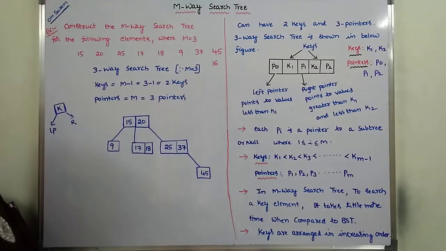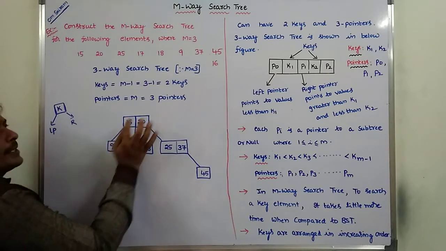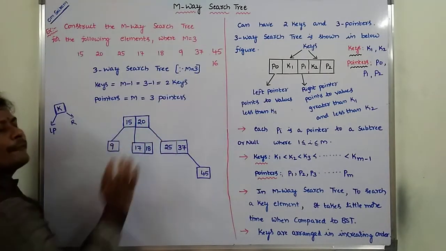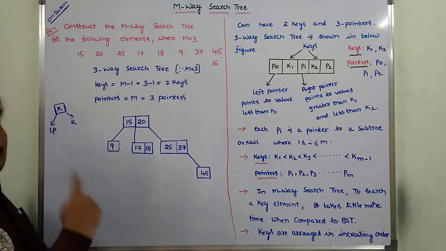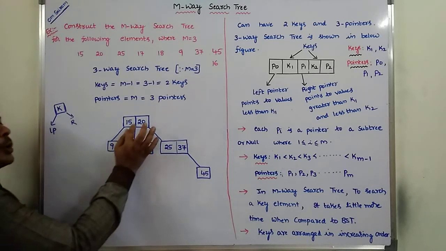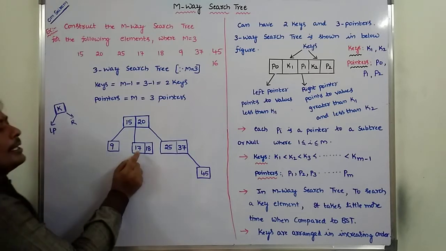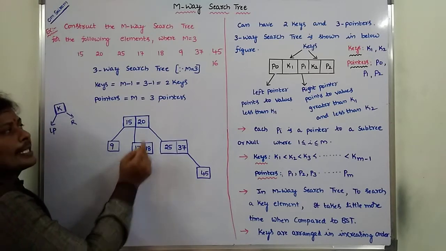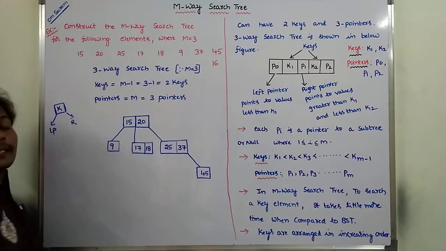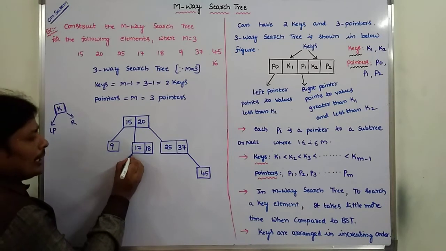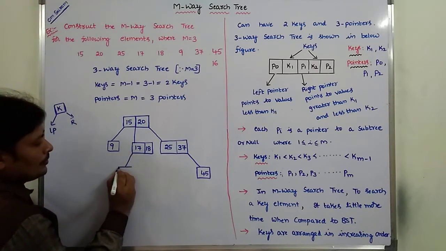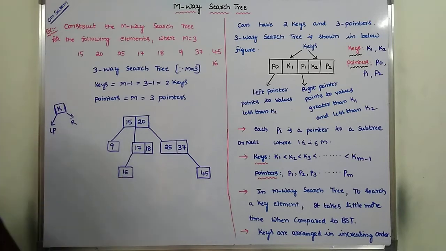Now 16. So 16 is in between 15 and 20 because 16 is greater than 15 and 16 is less than 20. Go to the middle pointer. Here 17 is there and 18 is there. 16 is compared with 17, so it is lesser. Then go to the left pointer. So here we have to insert 16.